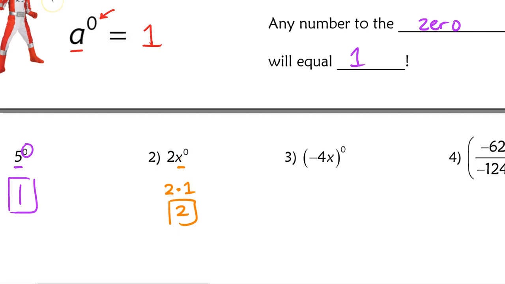Now number 3 complicates it even a little bit more because now I have two bases on the inside here, both being raised to the zero power. So negative 4 to the 0 is 1, and x to the 0 is 1. In other words, since this whole thing is being raised to the zero power, I'm going to get just 1. So the difference between examples 2 and 3 is that here only x is being raised to the zero power. Here the entire thing is being raised to the zero power, so that's why it's going to equal 1.